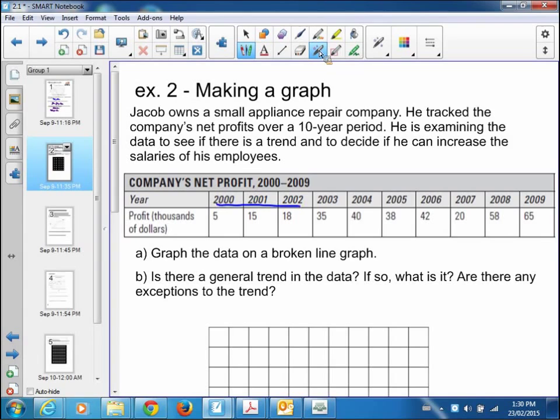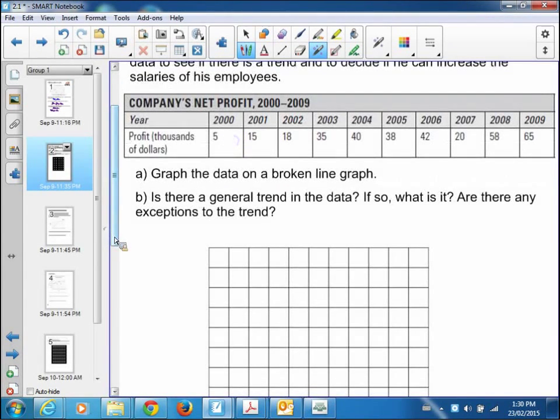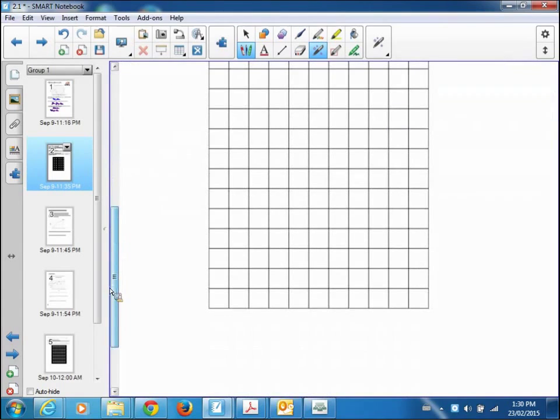Okay, so the year is 2000 up to 2009. 10 different years. The profit in thousands, like this is 5,000, but you get the idea. I don't need to put it down like that. We can just talk about profit in thousands. What we need to do is somehow fit 5 through 65 on the graph. And the year we want on the bottom. Okay, so the years. Let's put year here.